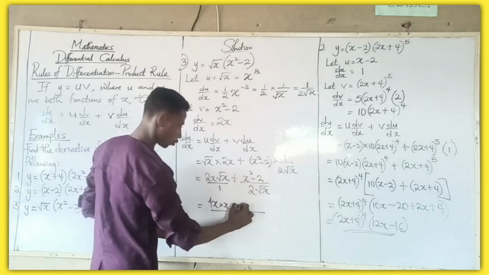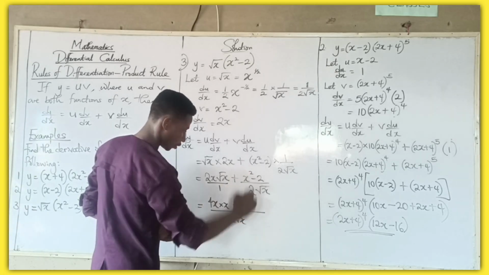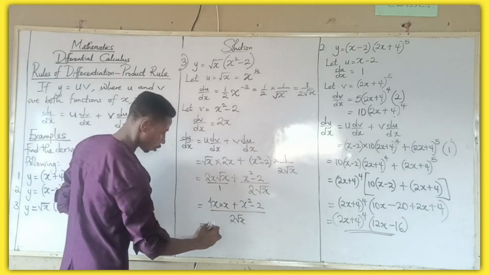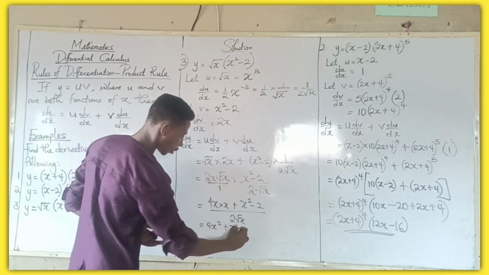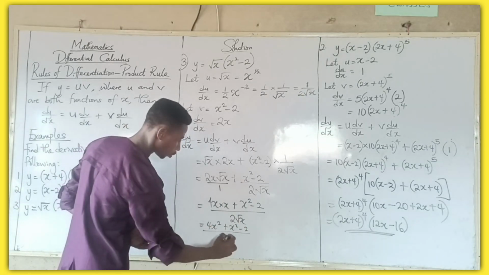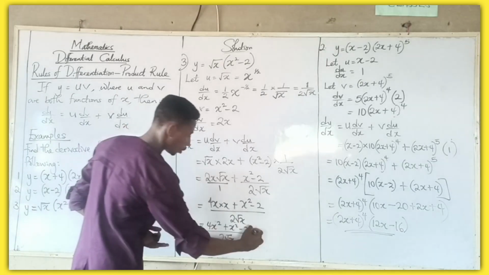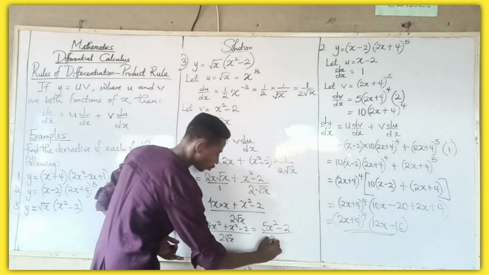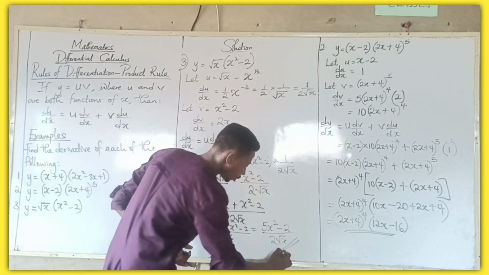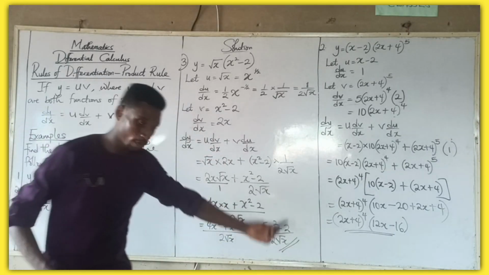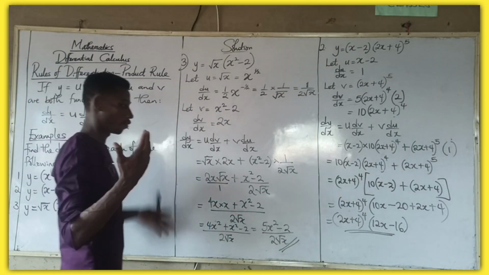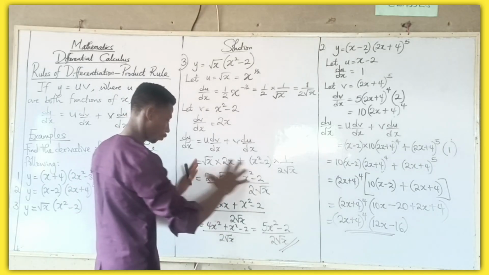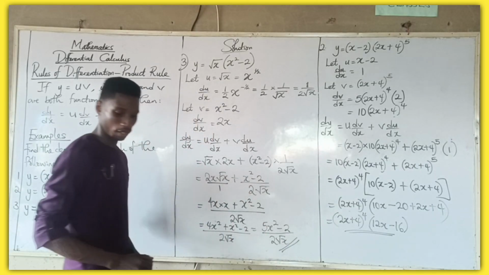Plus this one is going to be 1 times this, x squared minus 2. So 4x times x is 4x squared plus x squared minus 2 all over 2 root x. If we add this, that is 5x squared minus 2 all over 2 root x. So this is a more simplified form and it's a more preferred answer. So if you are feeling confused, you can stop here. You might not get the full mark in an exam, but if you can finish it, this is your final answer.